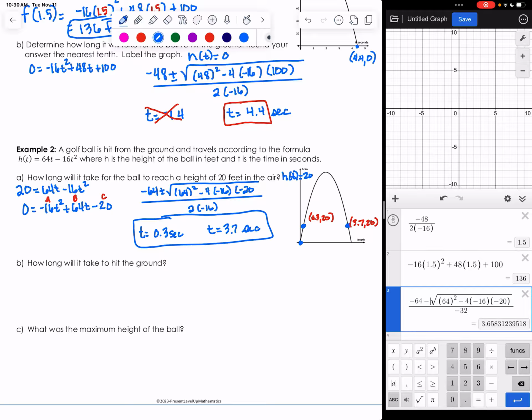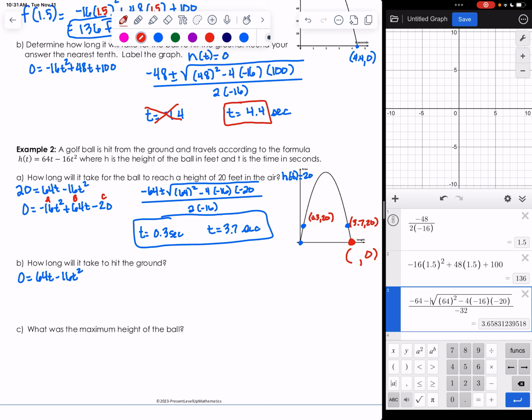Okay. B, how long will it take the ball to hit the ground? Now in this problem, we're going to only have one answer because it's going to hit the ground right here. It starts from the ground, it goes up, up, up, up, then down, down, down, down, and it's going to hit the ground right here. We want to know something comma 0. We want the height to be 0. So here I'm going to plug in, instead of 20, a 0 for the height. So 0 equals 64t minus 16t squared.